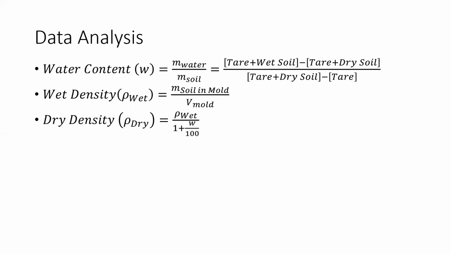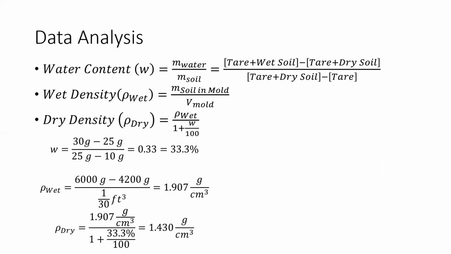Here are the three formulas needed to calculate the dry density of the soil. Using these three formulas, we can calculate that the dry density of the data from the previous slide is 1.43 grams per cubic centimeter. Note that the volume of the mold is given in cubic feet and must be converted.